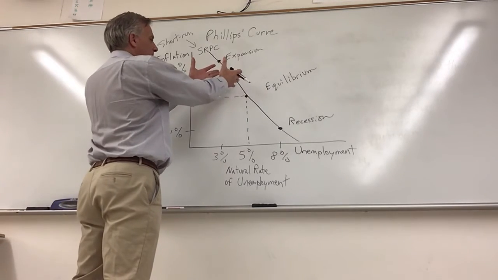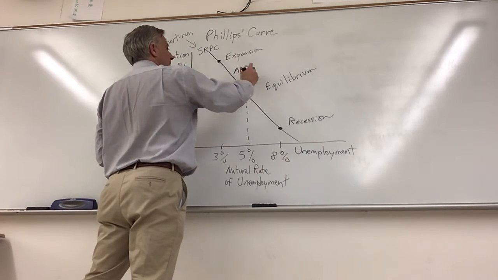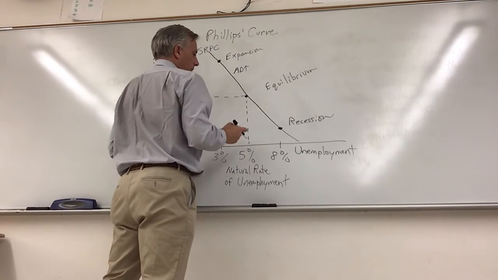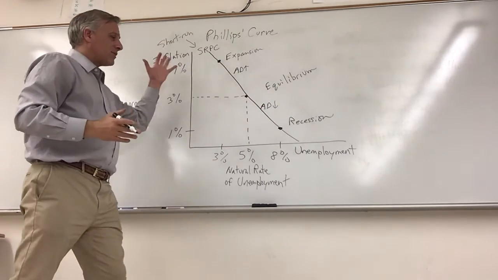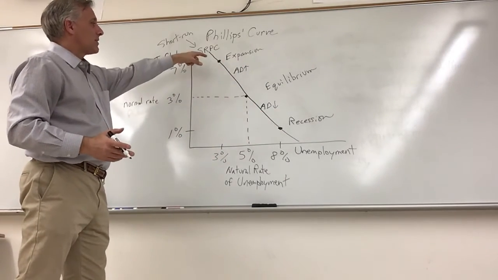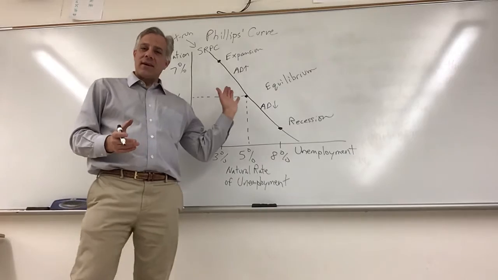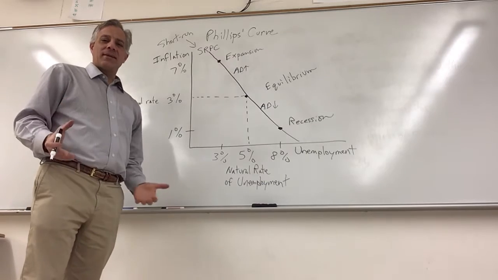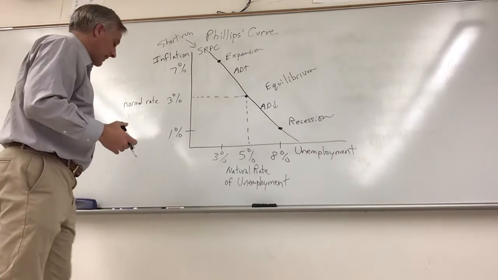To get to expansion, it's the same situation as before. This would be an increase in aggregate demand, which would take us up here to expansion. To get to a recession, that'd be a decrease in aggregate demand. Okay, so this is the general Phillips curve. This is our starting point. This is the inverse relationship on the short run Phillips curve. Okay. Does everything always fall on the Phillips curve? Of course not. This is economics.